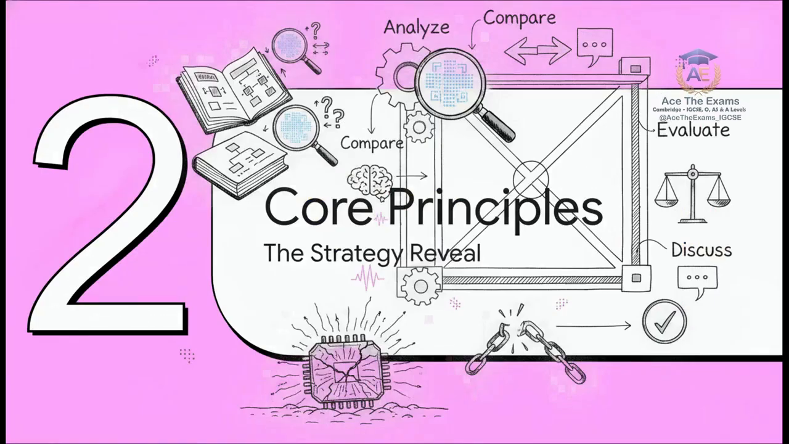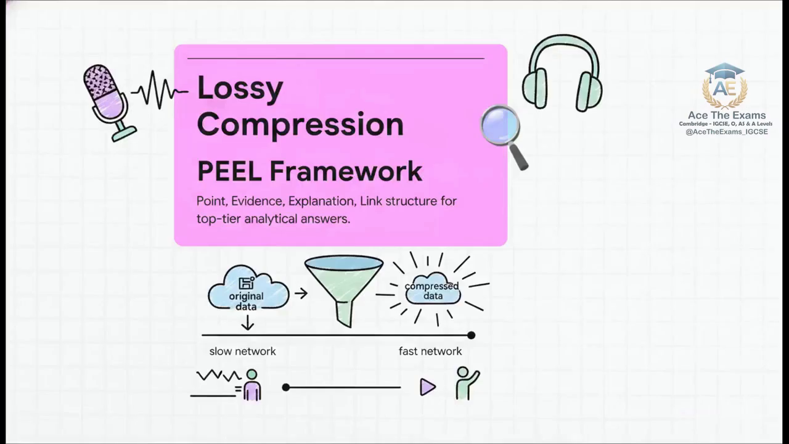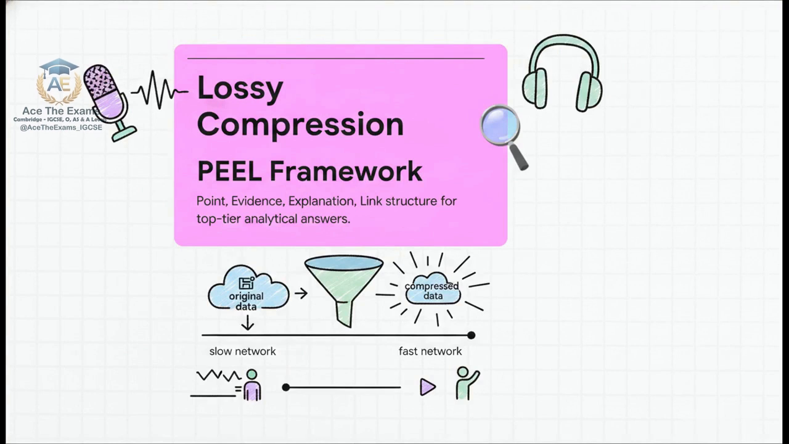Section 2. Unearthing core principles. The strategy reveal. All right, it is time to peel back that first fossil layer. We really need to decode the specific assessment objectives for Syllabus 9618, and to do that, we have to understand command words. Words like analyze, evaluate, compare, and discuss are not just polite suggestions from the examiner. They are strict, structural, non-negotiable requirements for exactly how you must build your answer.